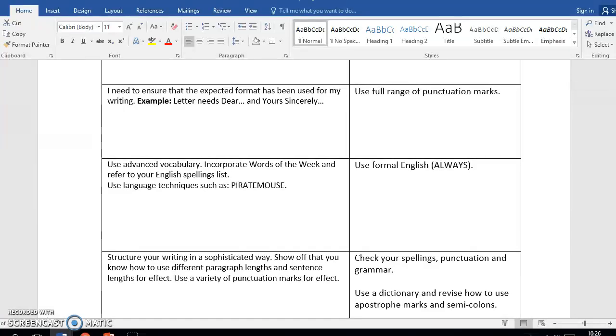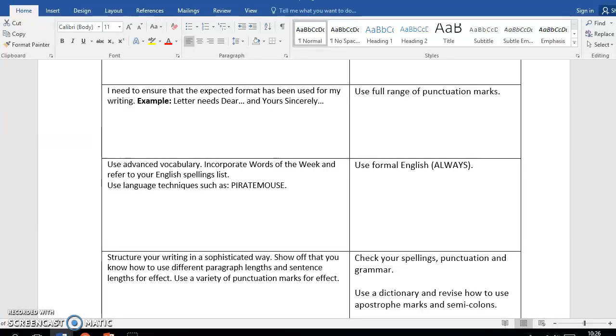I need to ensure that the expected format has been used for my writing. So that means if it tells you to write a letter, don't go off writing a diary entry unless you want 0 marks. Please make sure you follow the writing format. So if it says a letter, it's a letter. If it's a news article, it's a news article. And no, you don't write columns. Okay, you simply write in paragraphs and you use a title because that's what news articles have, titles.